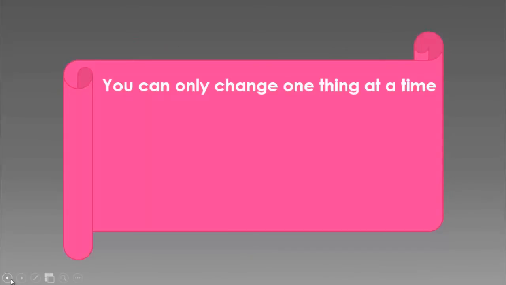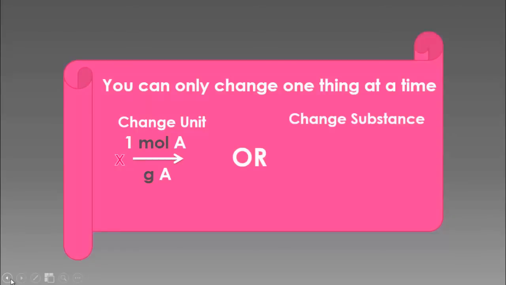So now a few hints for doing these problems. You can only change one thing at a time. So what does that mean? Well, all of our units basically had two things. We had a substance, A or B, and we had a unit, grams or moles. So when we are doing these problems, remember, you can only change one thing. So we can change our unit. We can go grams to moles or moles to grams. Or we can change our substance, which means our moles stay the same so that we can change between substances. So here we change the unit, substance must stay the same. Only change one thing. Here we want to change our substance, so our unit must stay the same. We can only change one thing.